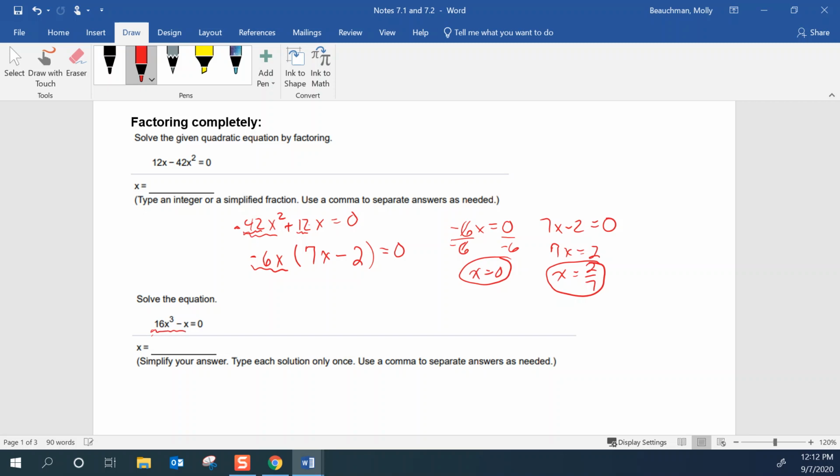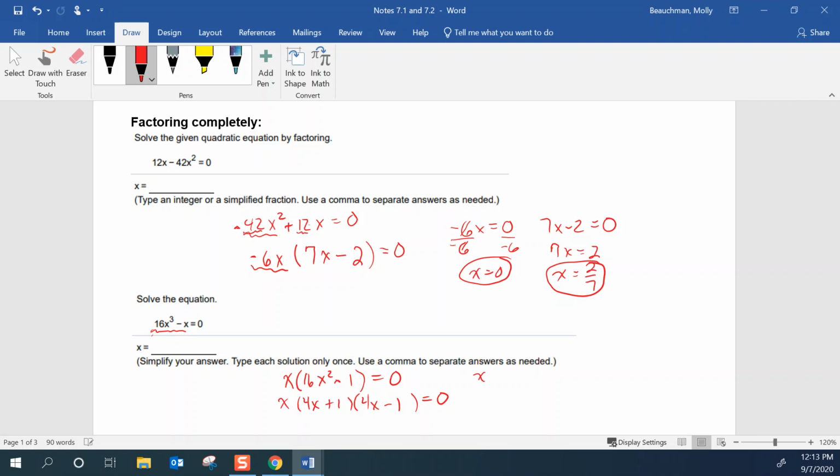Notice that x goes into each one of these. So if we factor out an x, we're left with 16x squared minus 1 is equal to 0. Now the 16x squared minus 1 is a quadratic, and we can factor it. It's a difference of squares. That factors into (4x plus 1)(4x minus 1).